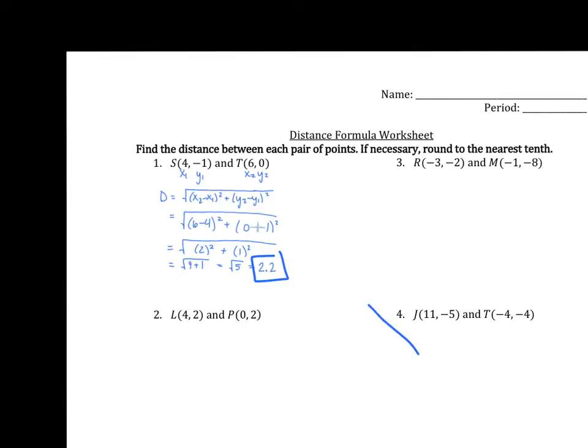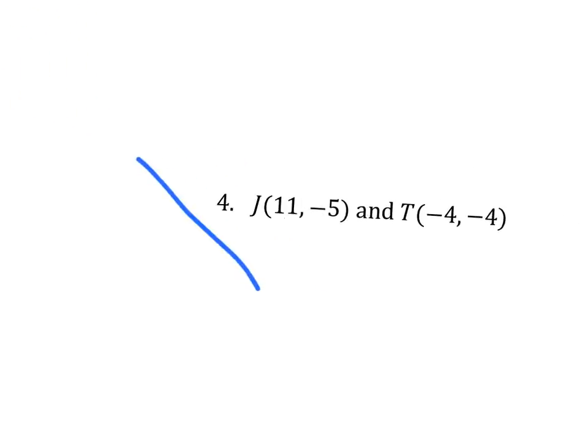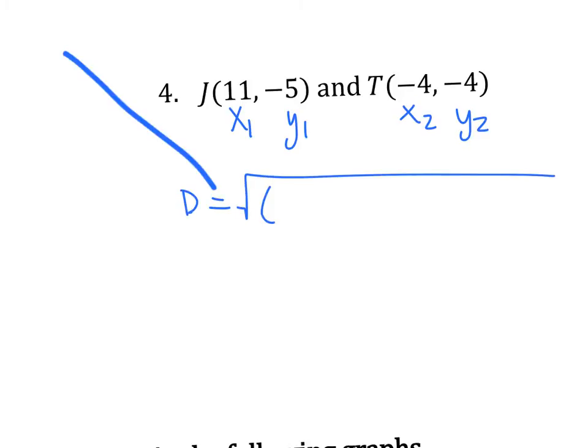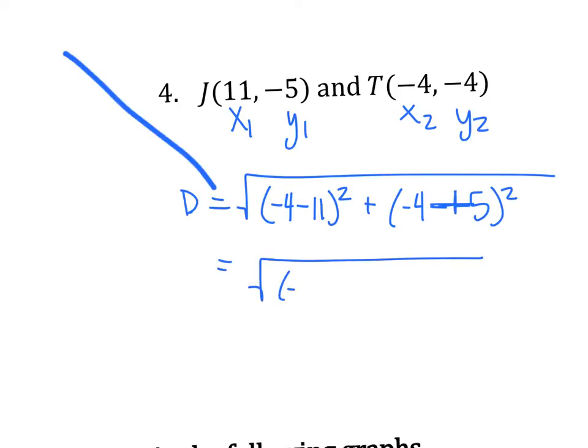Let's do another on number 4. Okay, so remember, first thing we want to do is label x1, y1, and x2, y2. So I'm going to do x2 minus x1 squared and y2 minus y1 squared. I see that minus, I'm going to go ahead and make that a plus. So this will be negative 15 squared and 1 squared.